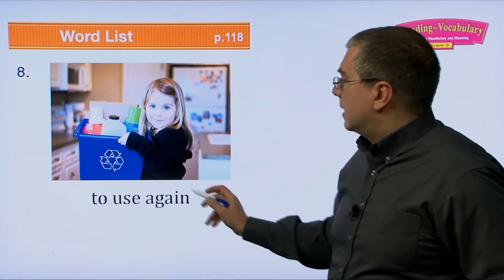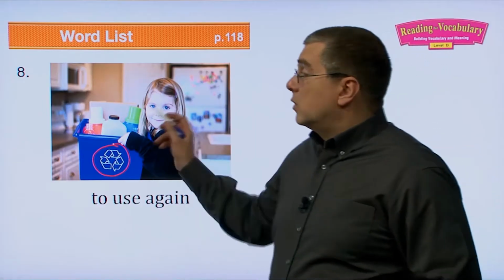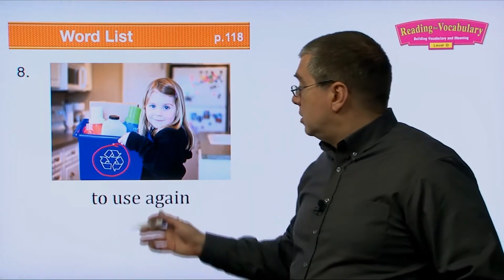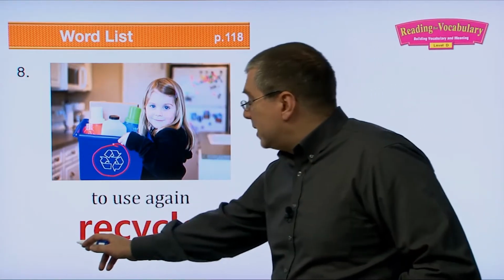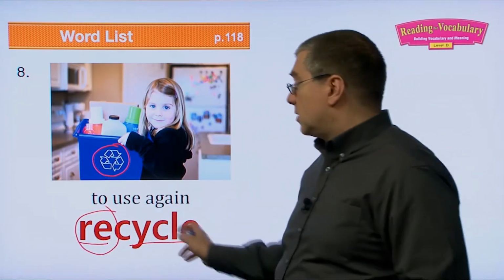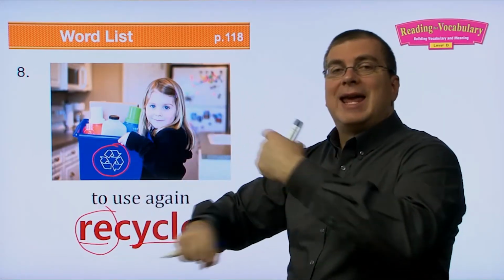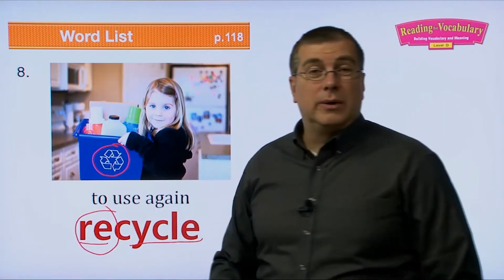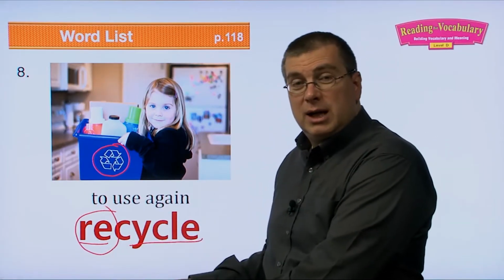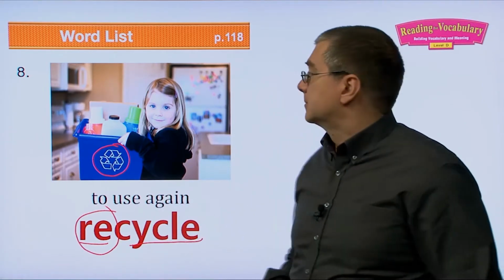To use again. And of course we know this symbol here. We see this in many places these days. But of course this is what you should do with your garbage. If you're finished with a plastic bottle, what should you do? You should use it again. You should recycle. Re means again, right? And cycle, we know that word, right? It goes in a cycle. So we recycle, we use it again and again. And this is what we should do with our garbage, right? Plastic here, paper here, metal here, other garbage in another place. Recycle your garbage. Then we can use it again.